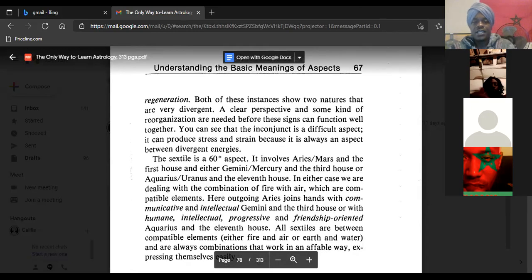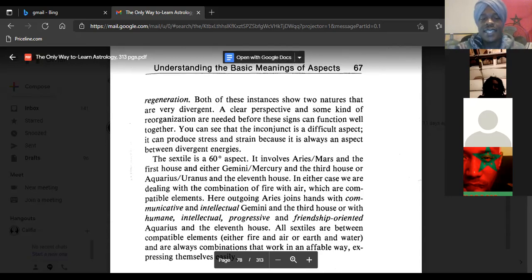Both of these instances show two natures that are very divergent. A clear perspective and some kind of reorganization are needed before these signs can function well together. You can see that the inconjunct is a difficult aspect. It can produce stress and strain because it is always an aspect between divergent energies.